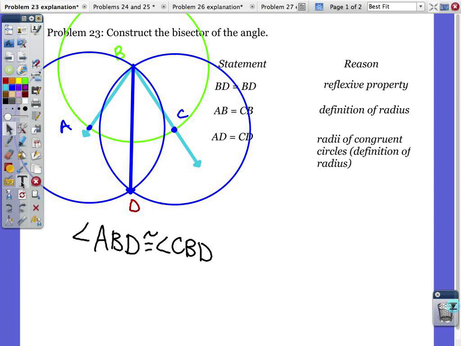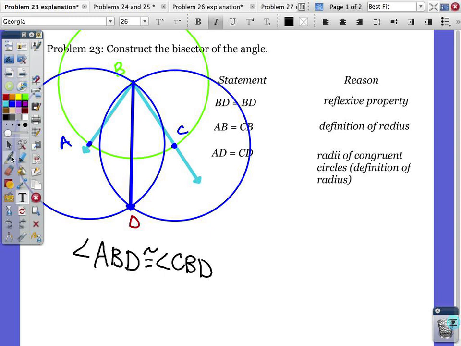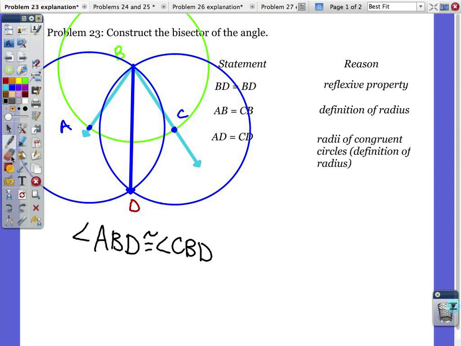Do we have two triangles here? Yes. What are the two triangles that we're looking at? BAD and BCD. It's the same thing that you said too. Well, let me draw those so you can see them. Okay, so we have triangle BAD. Everybody see that? And we have triangle BCD. Does everybody see that? Yes.